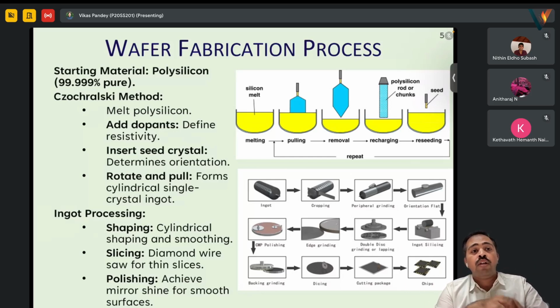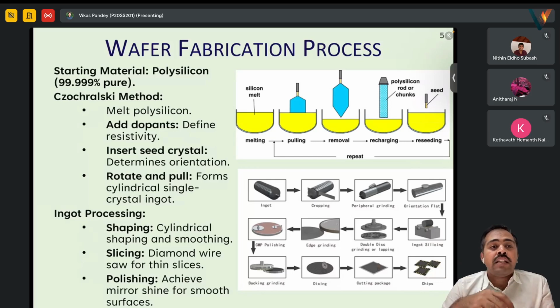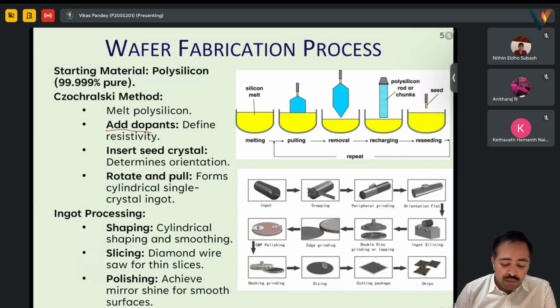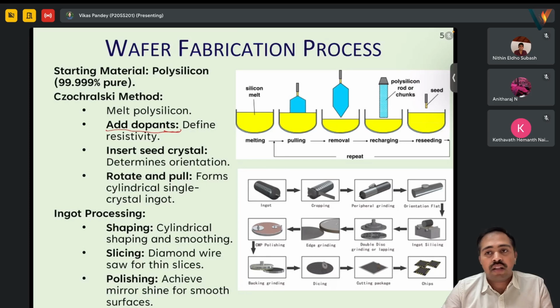So there is a method called the Czochralski method, or CZ method, in which this polysilicon is melted. If some dopants are to be added, does everyone know what a dopant is? Can anyone tell me what a dopant is?